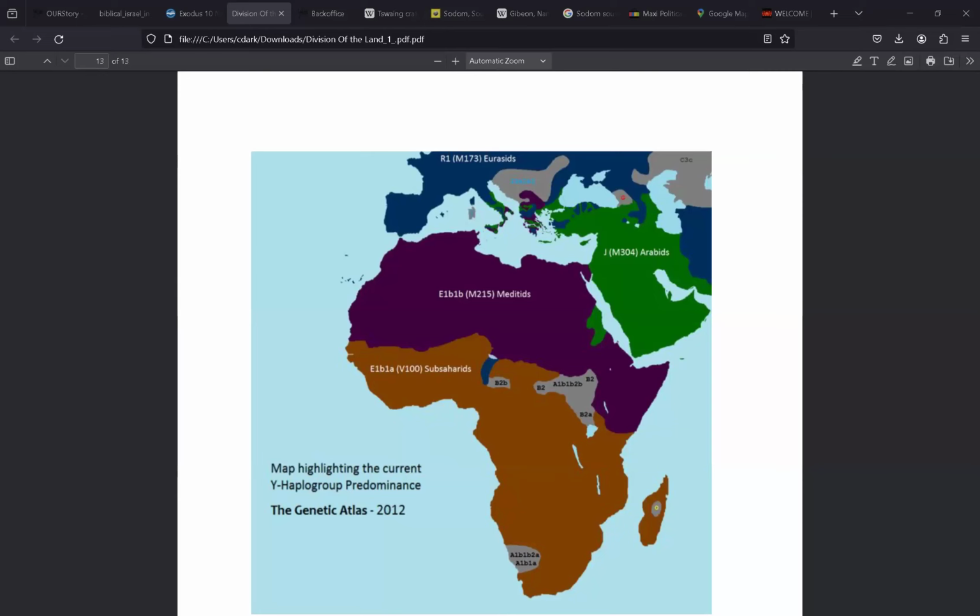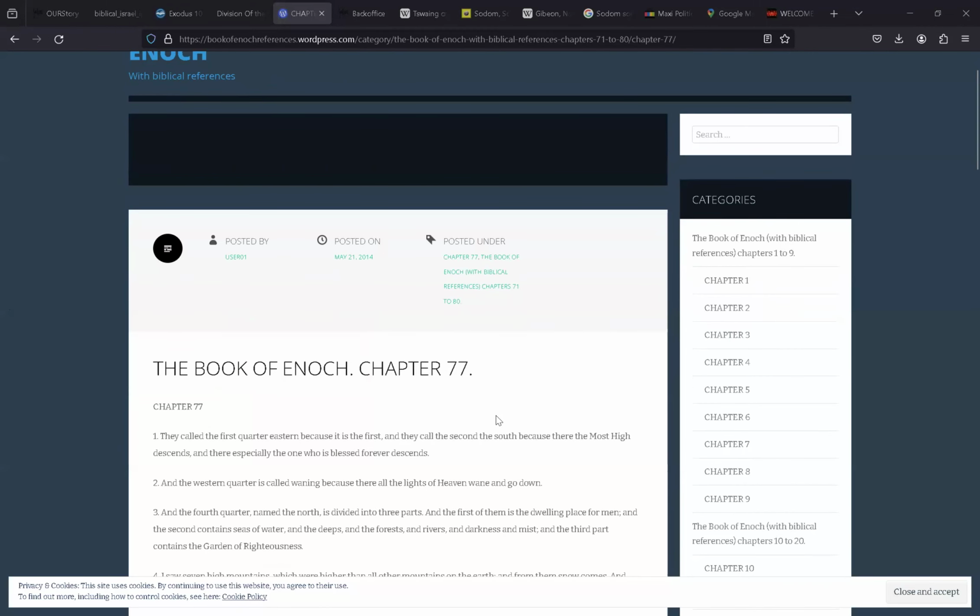So let me bring out one more reference point. Book of Enoch. And Enoch was discussed in the book of Genesis and his relevance. But he wrote a whole book that basically is science for the real world. And in chapter 77, he talks about the divisions of the earth. And he said they call the first quarter eastern because it is the first. And they call the second south because there the Most High descends. And there especially the one who is blessed forever descends.